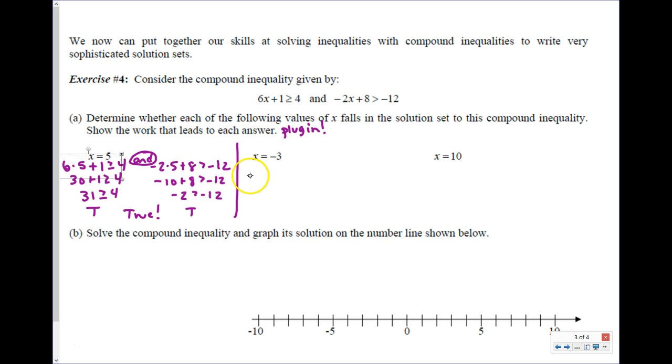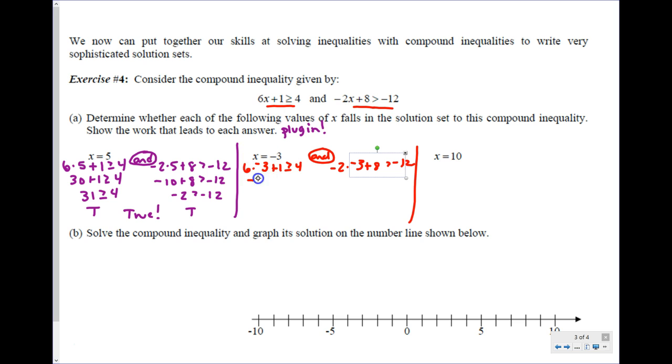Let's try x equals negative 3. So I have 6 times negative 3 plus 1 is greater than or equal to 4, and negative 2 times negative 3 plus 8 is greater than negative 12. So remember, I'm just plugging in my values into these two inequalities and seeing if it's true or not true.